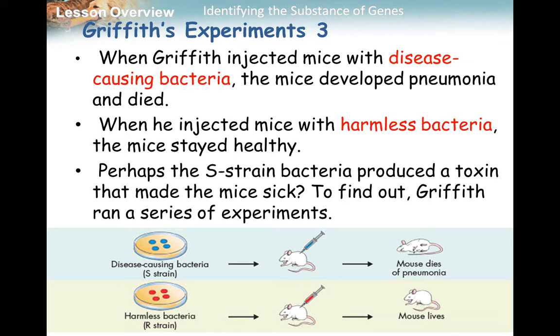When Griffith injected these mice with the disease-causing bacteria, of course, they developed pneumonia and they died. When he injected the harmless bacteria, these mice stayed healthy. So he ran an experiment. Perhaps the S strain bacteria produced some kind of toxin that made the mice sick. He wasn't very sure, but to find out, he was a scientist, he ran an experiment.